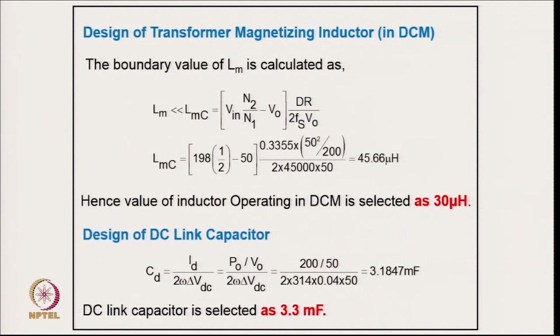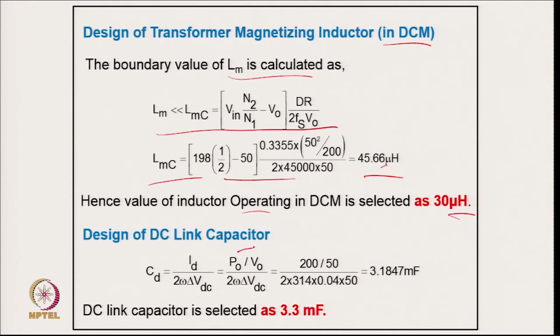Now, coming to the design of magnetizing inductance in DCM. We calculate this corresponding to the boundary condition, because here we are permitting a ripple of twice the current through it. Putting in all the values, it comes to 45.66 microhenry. To make sure that it is always operating in discontinuous mode, we select the value of inductor in DCM as 30 microhenry, which is lower than this.